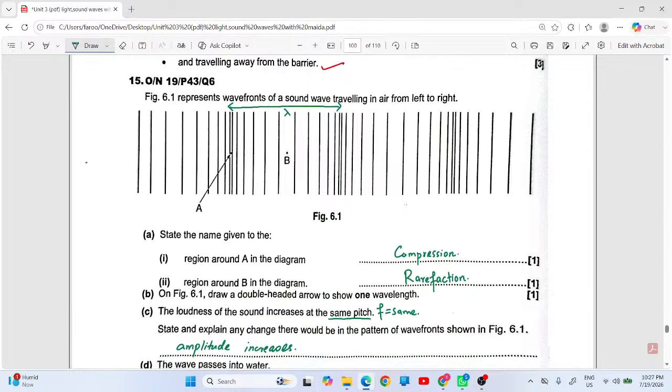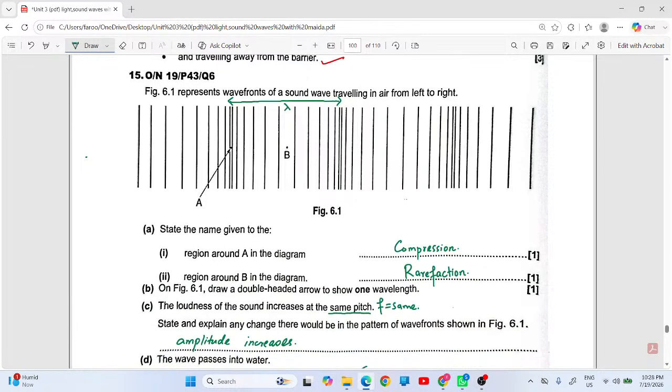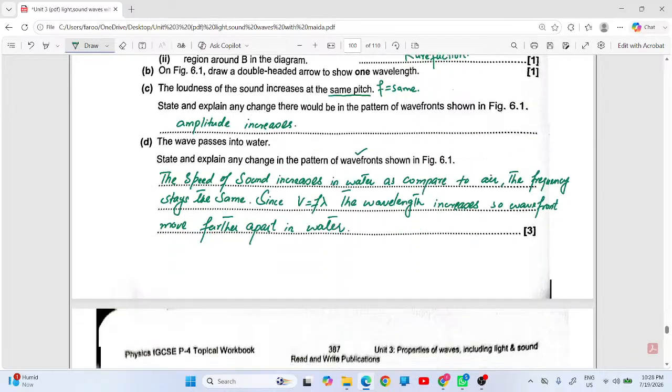Next is figure 6.1, which represents a wavefront of a sound wave traveling in air from left to right. Compression, rarefaction, I also got this done.